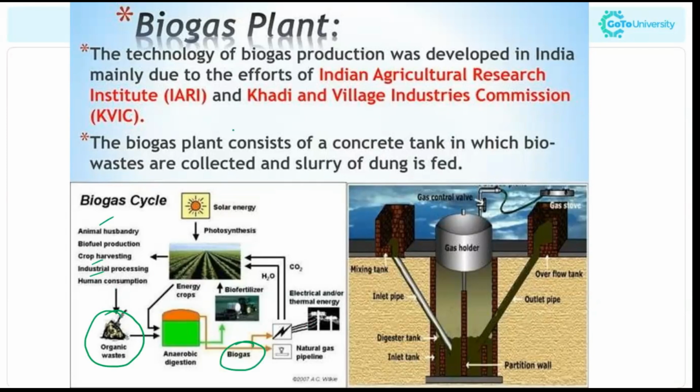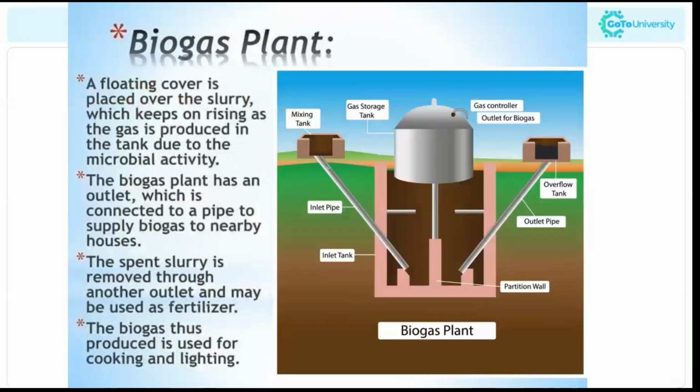So the technology of biogas production was developed in India mainly due to the efforts of Indian Agricultural Research Institute, IARI, and Khadi and Village Industries Commission, KVIC. The biogas plant consists of a concrete tank in which the bio waste is collected and a slurry of dung is fed. Actually, this is 10 to 15 feet deep. Here you can see that there is a floating cover which is placed over the slurry.